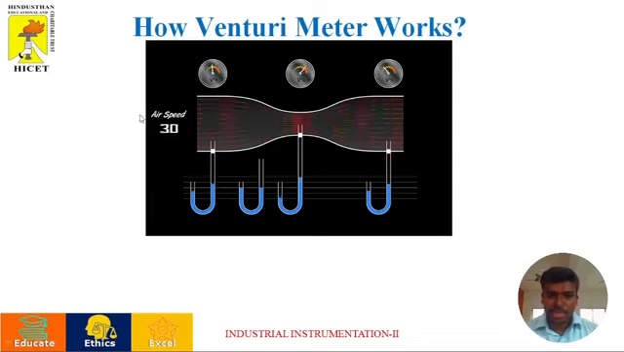If the fluid speed is increased, see the changes. The column at the throat has increased. The mercury column at the throat has increased from the side. You just compare the difference between the convergent column and the throat column. We get the difference between the heights, which is used to measure the flow rate with the help of Bernoulli's equation.